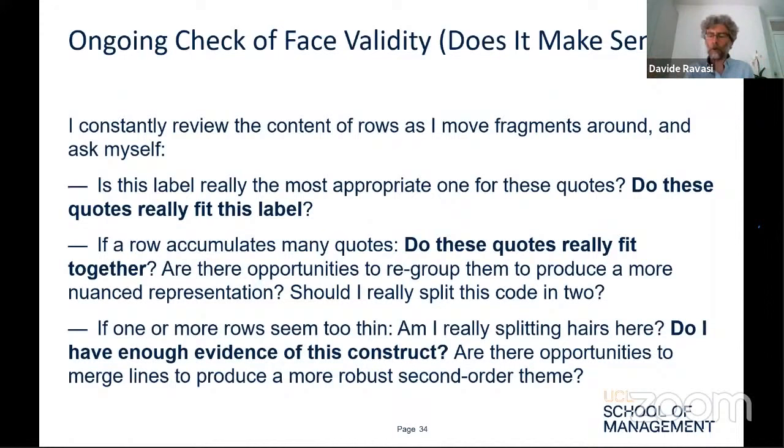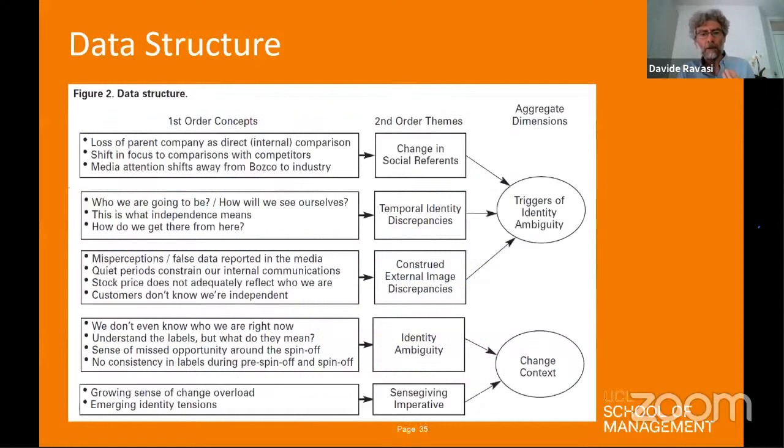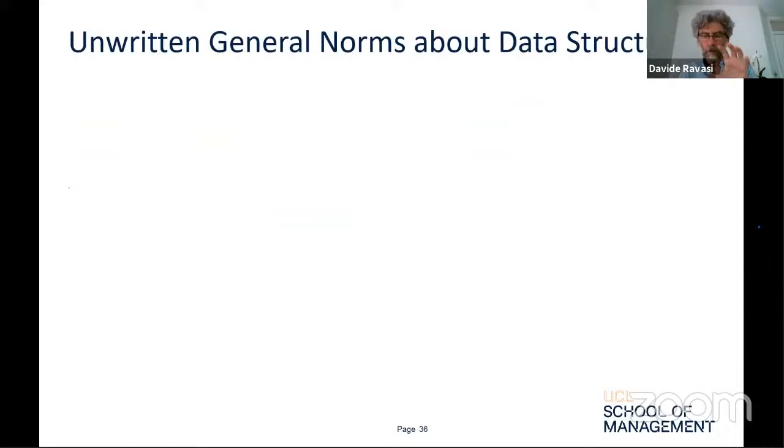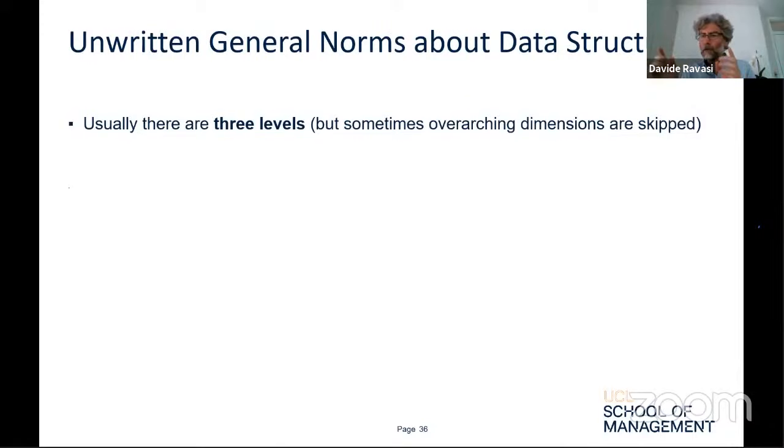Every label is clearly defined, supported by quotes that clearly relate to it. And then you have a data structure. Once you have that, you have all the ingredients. Now, we already mentioned some important unwritten rules about the data structure. Let's just make sure to clarify. As I said earlier, usually there are three levels, but sometimes it's two, because two is what you really need: the empirical and the theoretical, to show how you move from the empirical to the theoretical.